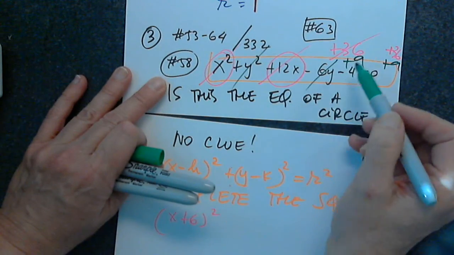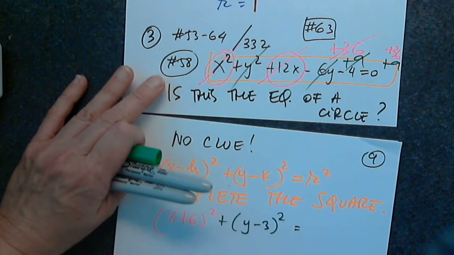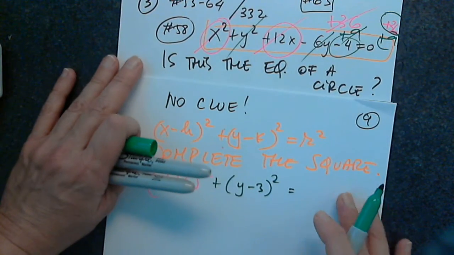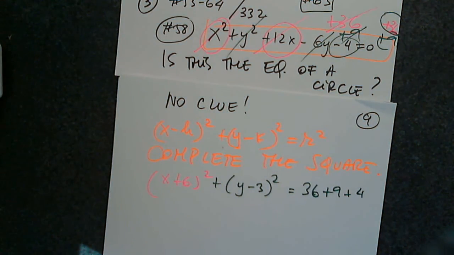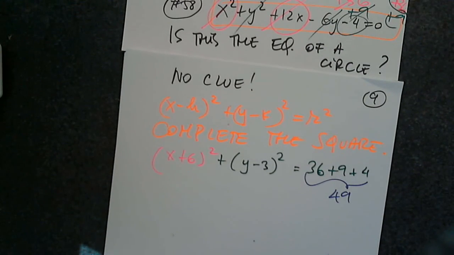So now this and this and this are (y minus 3) squared. There is a 36, there is a 9, and there is a negative 4. So 36 plus 9 and plus 4 move to the other side. Yes, but we still have to add those terms on the right-hand side. What do we get on the right-hand side? 49.